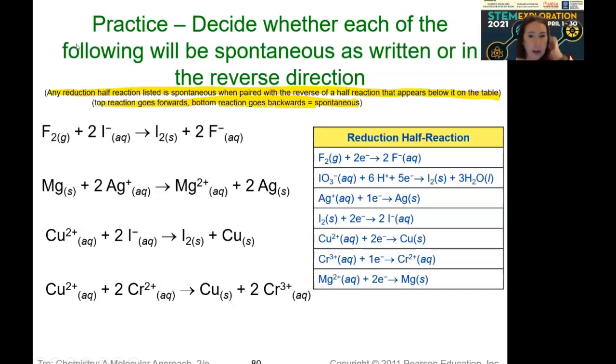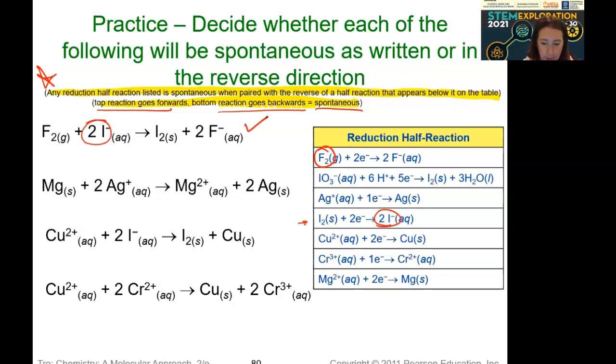Okay, so what we're looking for, I knew I had this written somewhere. I wrote this for you. Any reduction half reaction listed as spontaneous when paired with the reverse below it, which means the top reaction goes forward and the bottom reaction goes backwards, will proceed in the direction written. So we look: F2, that's going forward, so we're just looking for I2. Looks like it's this one. Is it going backwards? Yep, it's reversed. This one is spontaneous the way it's written.